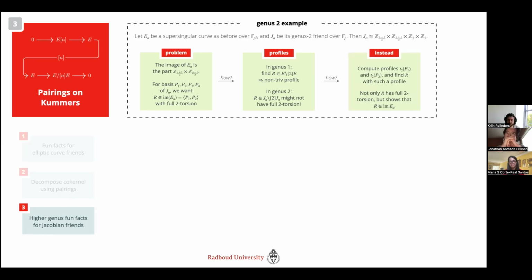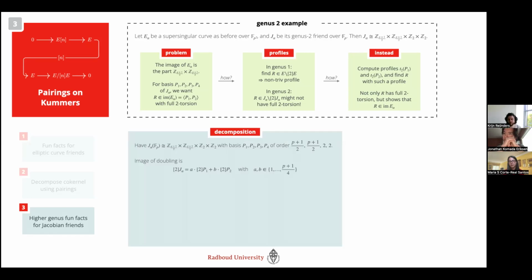So instead, what we will do is we compute the profiles of P1 and P2. And then if we find R with either the profile of P1 or the profile of P2, or the product of them, because the Tate pairing is bilinear, then we find this R precisely in this image, precisely in that part of the Jacobian that we want it to be in. And then not only will it have full 2 torsion, but it will also be in that image of E alpha. Okay, so let's go over that in slightly more detail. What is this image of doubling?